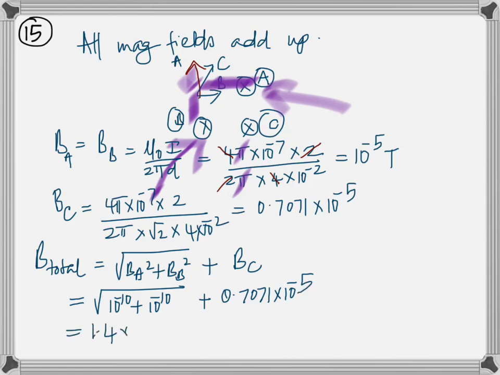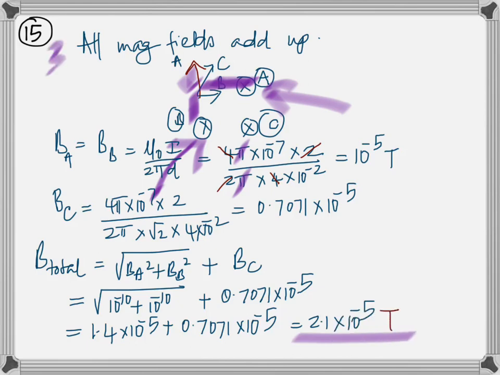And I get 2.1 times 10⁻⁵ Tesla, which is not in any of those answers. But I'll go with it; that could be a printing error, because you see the 10⁻⁶ and 10⁻⁵. I got 2.1 times 10⁻⁵, and the answer given here is 2.1 times 10⁻⁶.